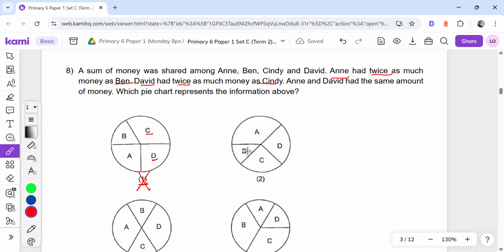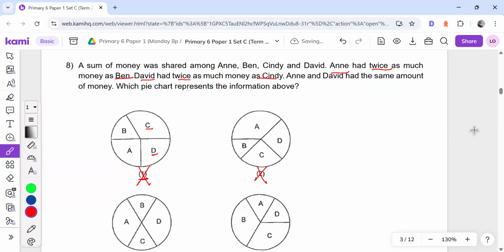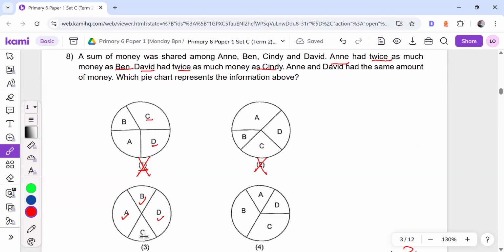Anne has twice as much as Ben. If you look carefully, Anne has more than twice. How do I know that? Because if I try to cut it a bit, like that, it's more than twice already, maybe 3 times as much. So number 2 is also out. Then you go to number 3. Anne has twice as much as Ben. Maybe, correct. And then David has twice as much as Cindy. Also looks twice as much.